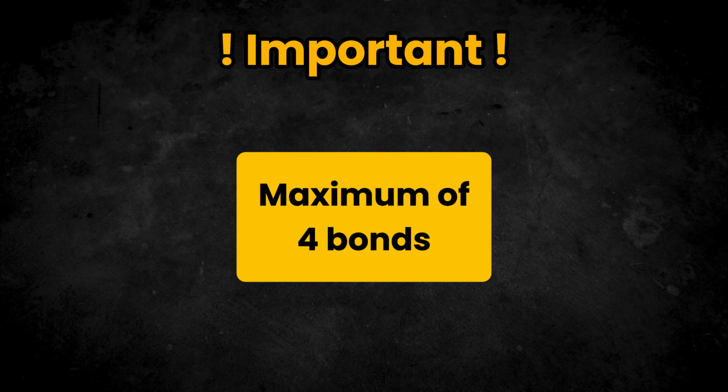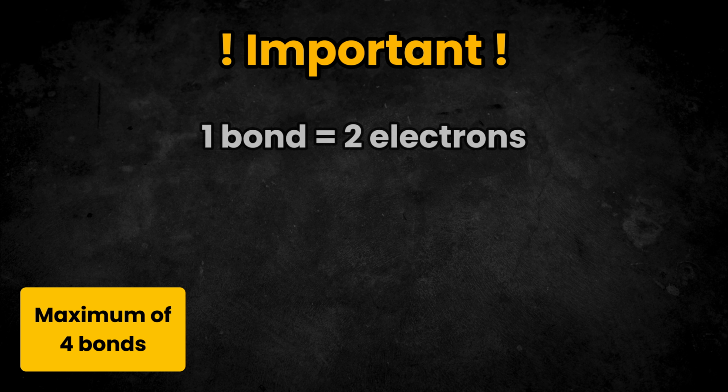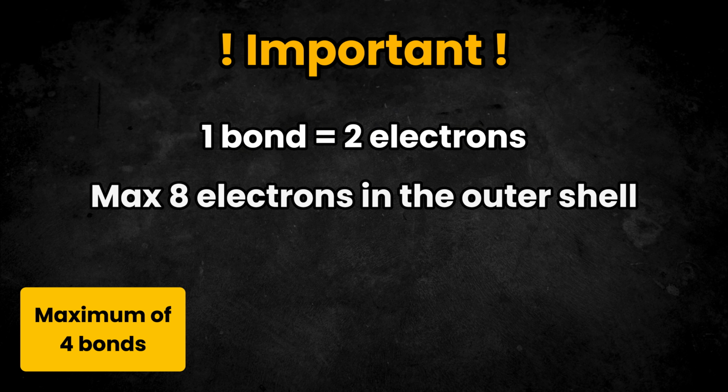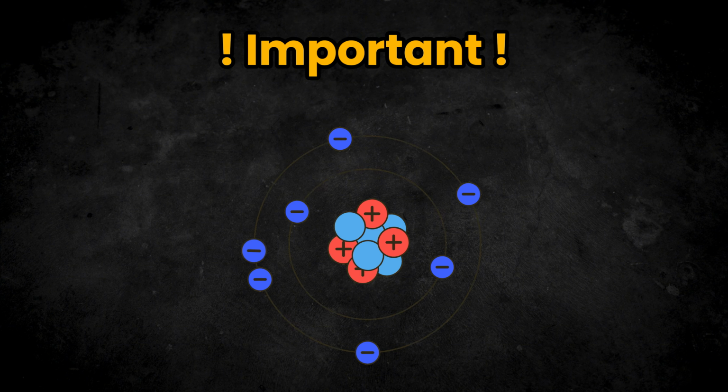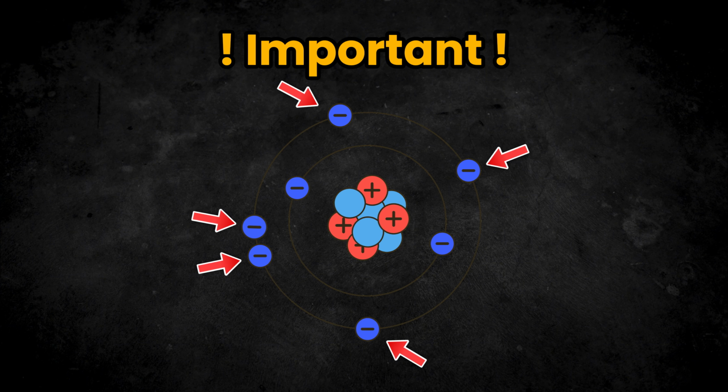It's important to note that an atom can form a maximum of 4 bonds. That's because one bond equals 2 shared electrons, and most atoms can only fit 8 electrons in their outer shell. So once an atom already has 4 bonds, which makes 8 shared electrons, it can't form any more. Therefore, if an atom has 5 or more valence electrons, it doesn't mean it will make 5 bonds.